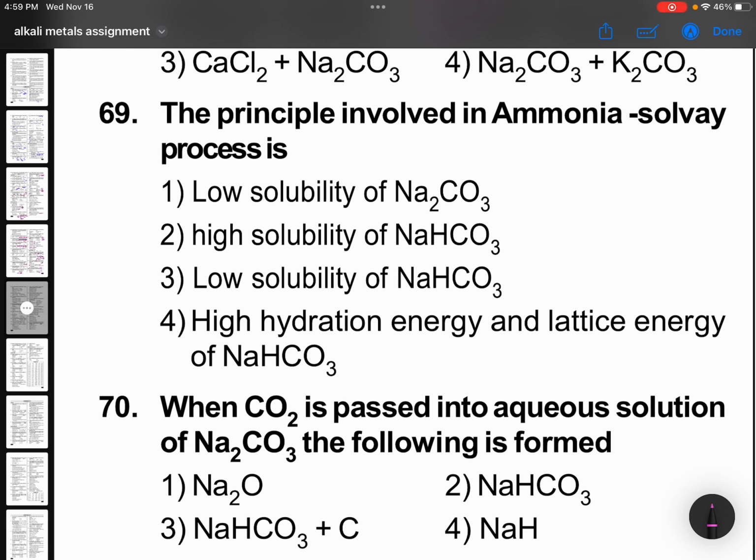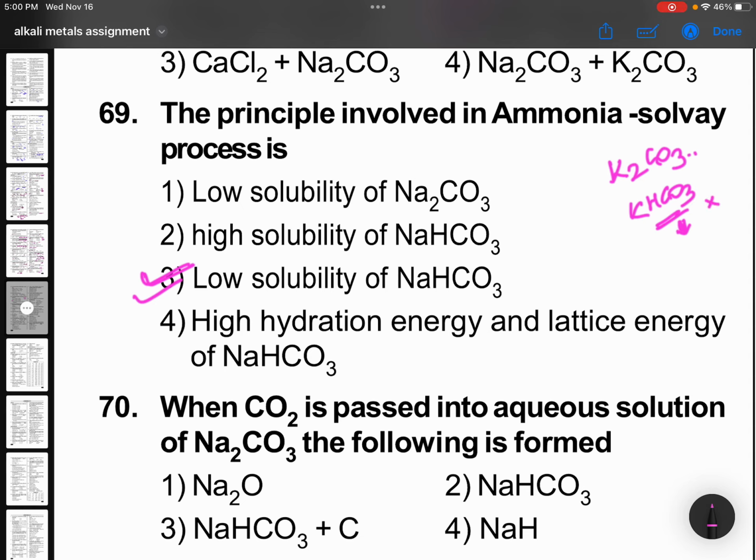The principle involved in the ammonia Solvay process is something very, very interesting. Low solubility of sodium bicarbonate. Here they will ask you, why can't you prepare K2CO3? And the reason is very simple. KHCO3 is too soluble. That's why this is low soluble. Low solubility is the advantage. KHCO3 is too soluble. That's why we don't use it for the preparation of K2CO3.